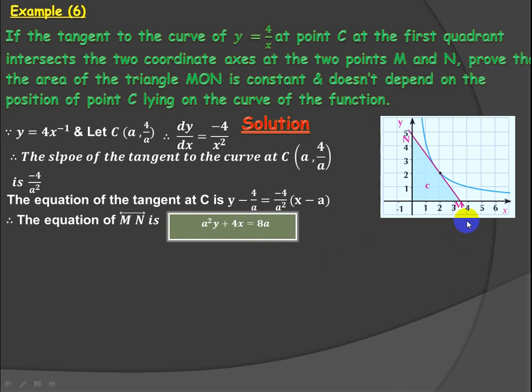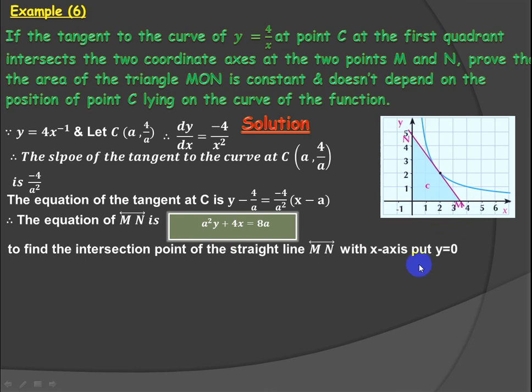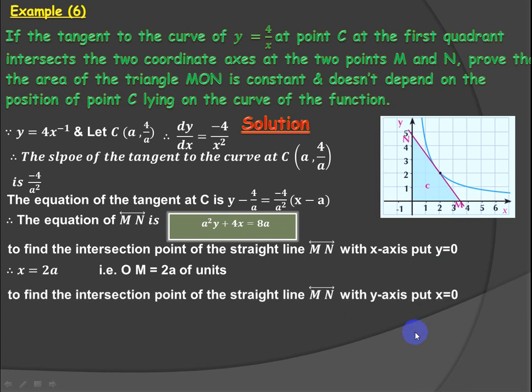Now I want to get the coordinates of the point M and the point N. Point M belongs to the x-axis, so any point on the x-axis has its y coordinate equal to 0. After putting y equals 0 in the equation of the straight line MN, you will find that x equals 2a. So the distance from the origin point O to M, which is OM, equals 2a units. In a similar way, to get the value of N, which belongs to the y-axis, you will put x equals 0. So y in this case equals 8 over a. So the distance from the origin point O to N, which is ON, equals 8 over a units.